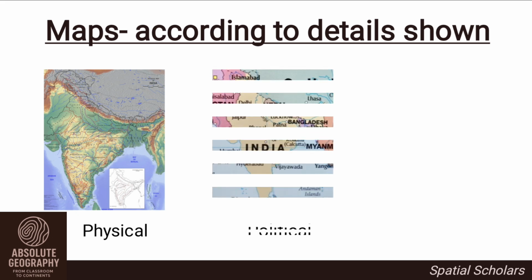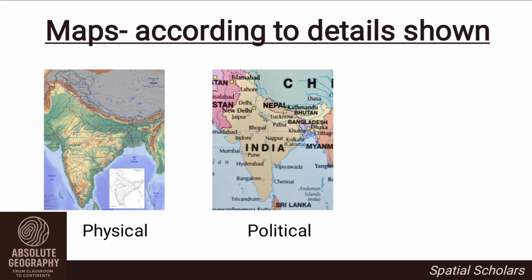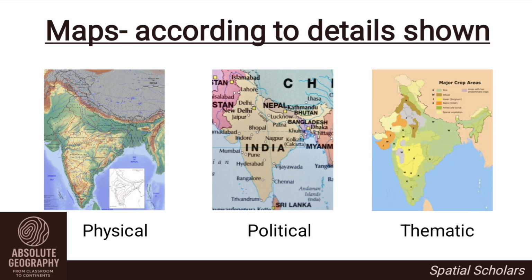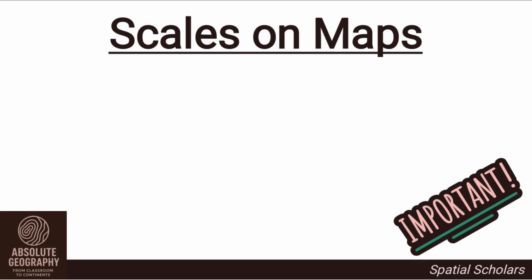Second, we have political maps. These maps show national and international boundaries, states, cities, and capitals. Then, third, we have thematic maps. These are the maps which focus on a single theme, such as climatic maps, agricultural map, or land use pattern, population, etc. Maps are also classified based on scales.